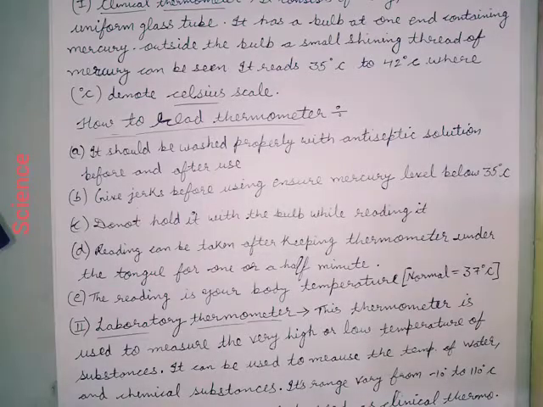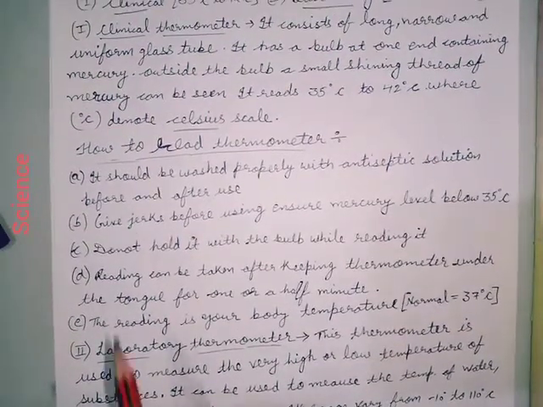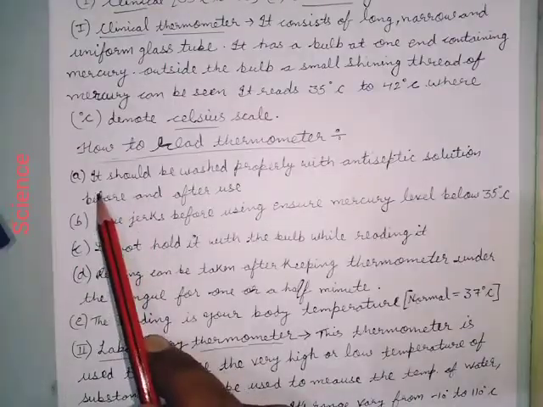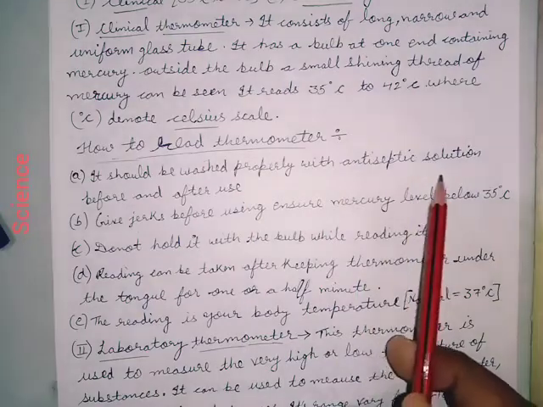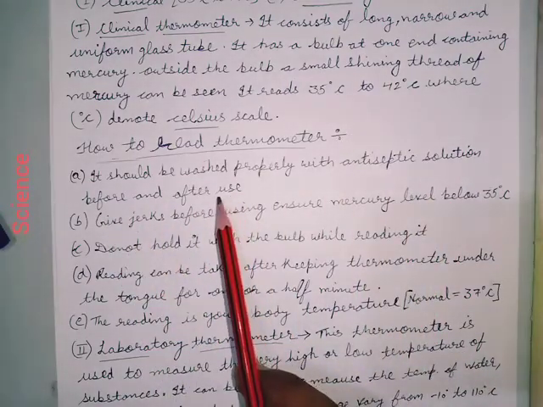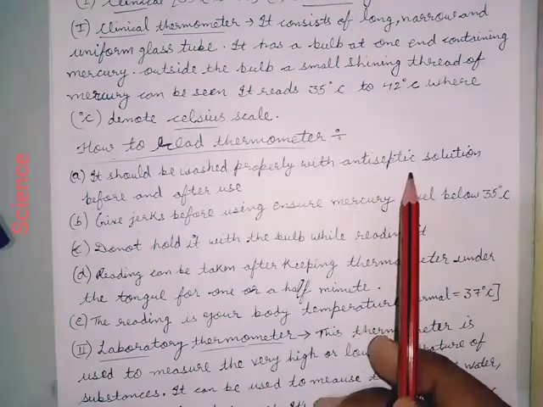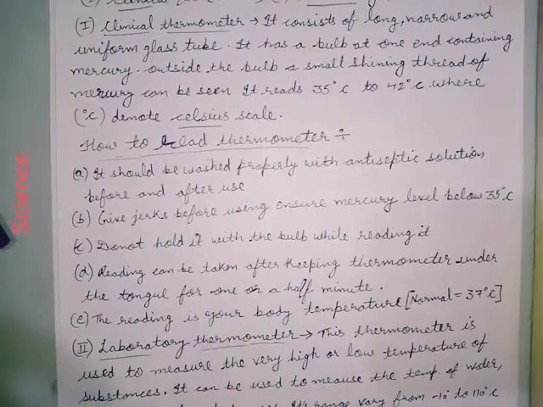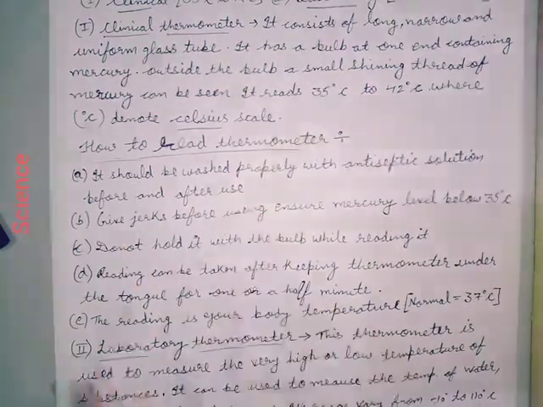Now next, how to read the thermometer, how to take the reading and measure the temperature. The precautions are: it should be washed properly with antiseptic solution before and after use. It must be washed because when we measure the temperature of a person, we keep it in the mouth, under the tongue. There may be bacteria in the mouth which may be transferred to another person.